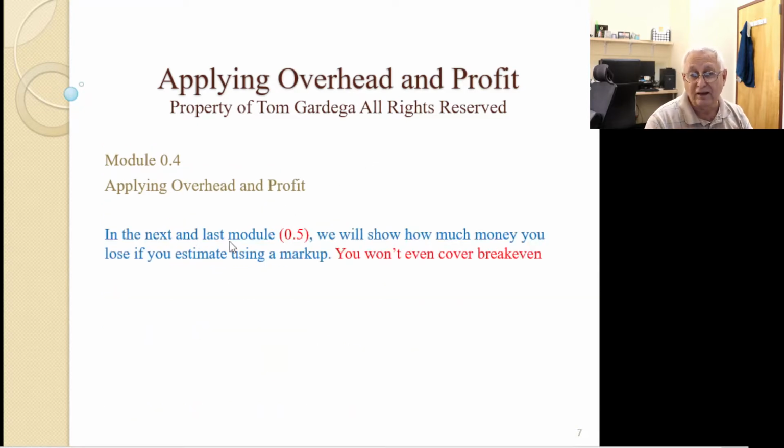In the next and last module, 0.5, we will show you how much money you will lose if you estimate using a markup. You won't even cover your break-even costs.